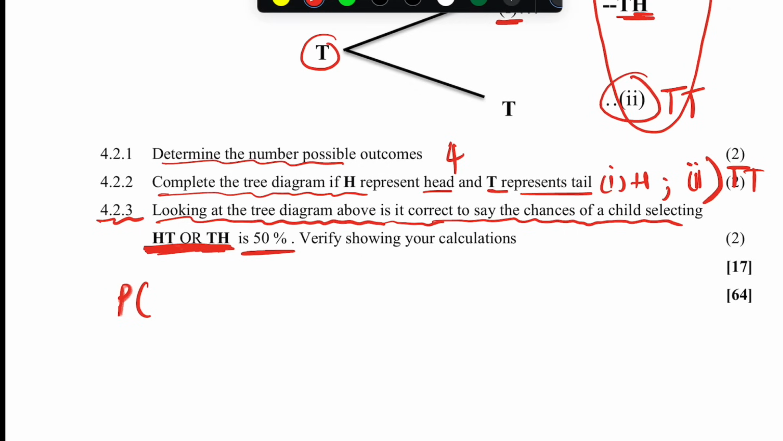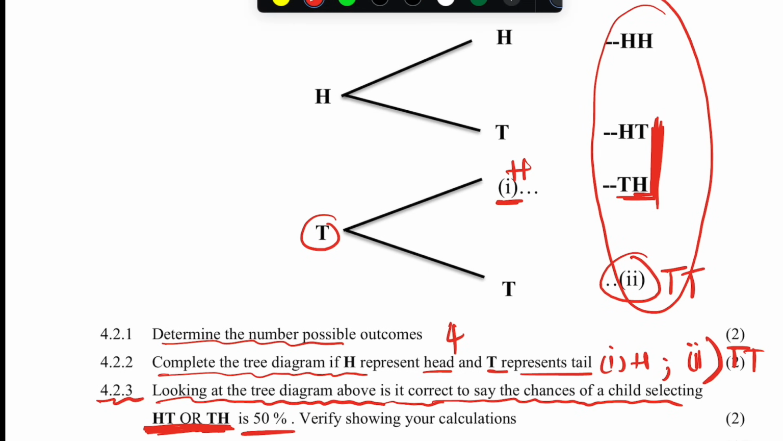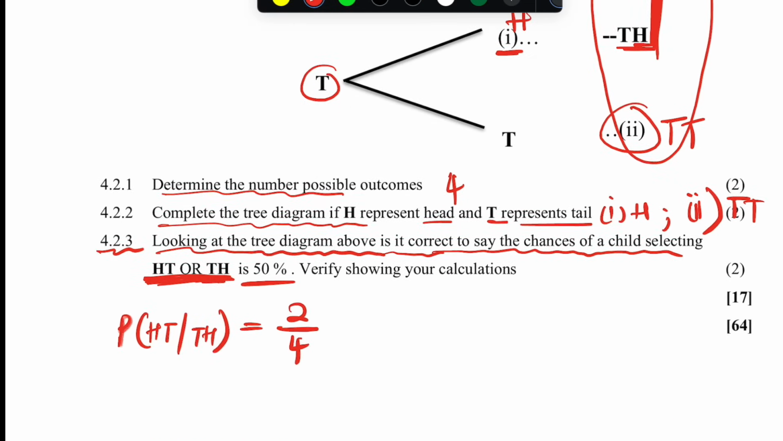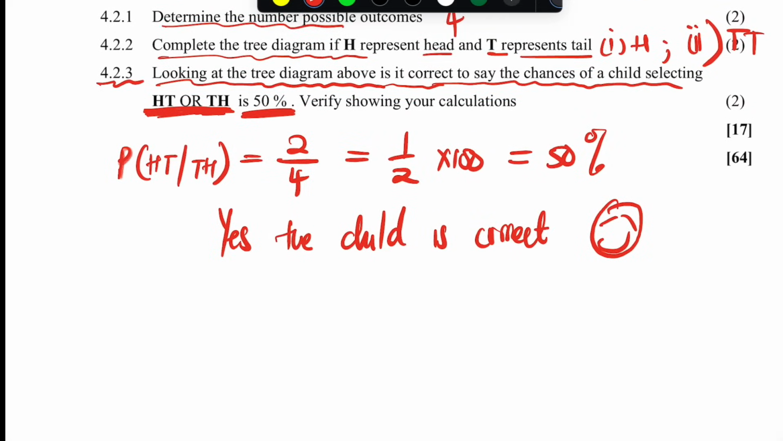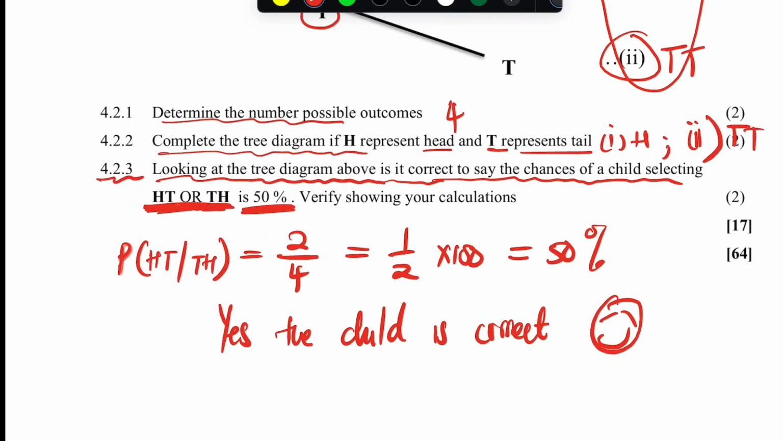So you will say the probability of head-tail or tail-head is equal to how many possibilities? It's 2 out of how many? 4, which is 1/2. And then to put it in percentage form, you multiply by 100, which is 50%. So you can say yes, the child is correct. Guys, that's the end of the question. Your exam will be more like this. I'm just teaching you a skill here, guys, how to answer the question.